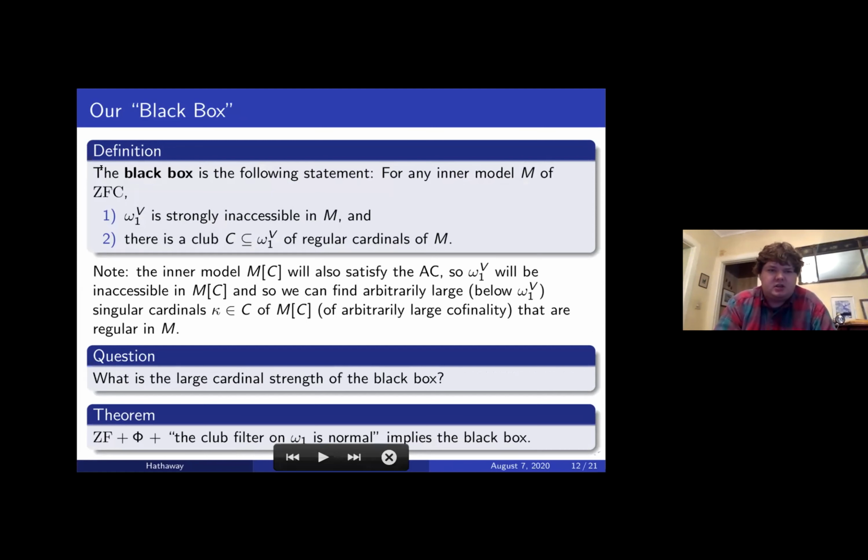So our strategy is going to be to use this thing we're calling the black box. The black box is the following statement: for any inner model M of ZFC, the omega 1 of V is strongly inaccessible in M, and there's a club subset of the omega 1 of V of regular cardinals of M. It's kind of unusual to have a club subset of omega 1, all of whose elements are regular cardinals of M, because if you think about just the omega element of C, it's going to have cofinality omega in V. On the other hand, it's going to be a regular cardinal of M.